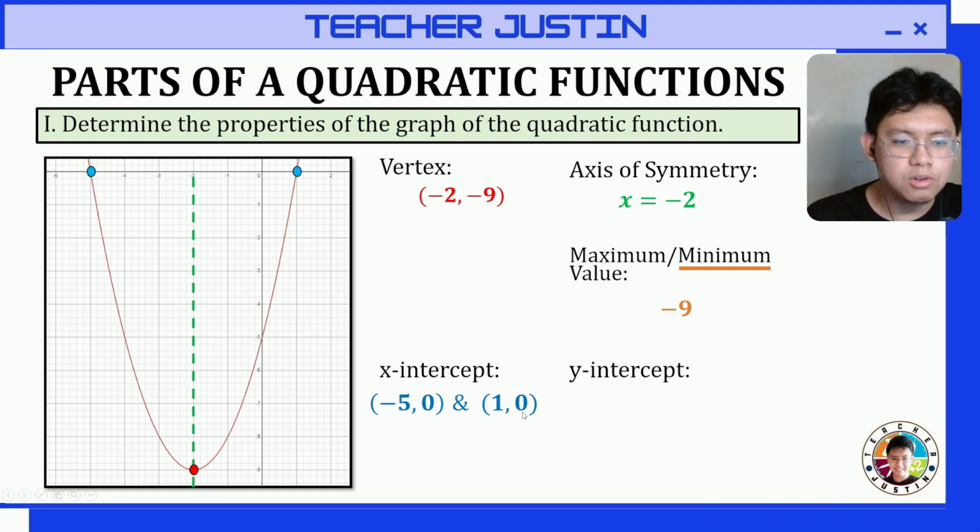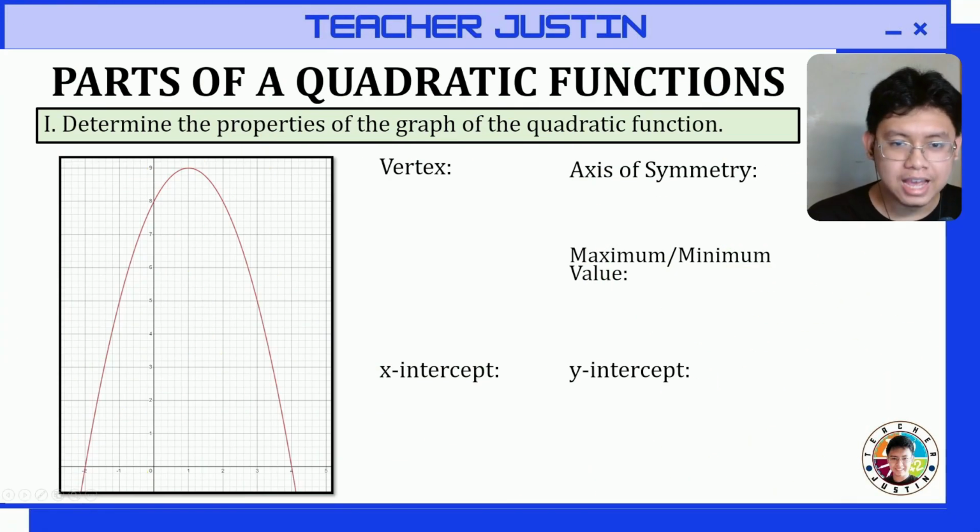Now, let's proceed to our y-intercept. So, yung y-intercept is the part of the parabola that passes through our y-axis. So, ito yung y-axis natin. Yung parabola natin tumama dito. So, it is located at 0, -5. Ayan. So, kompleto na yung parts ng ating quadratic function given the graph. And that's it. Tada! Alright.